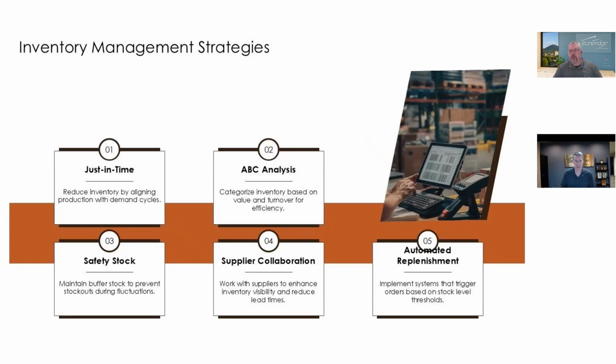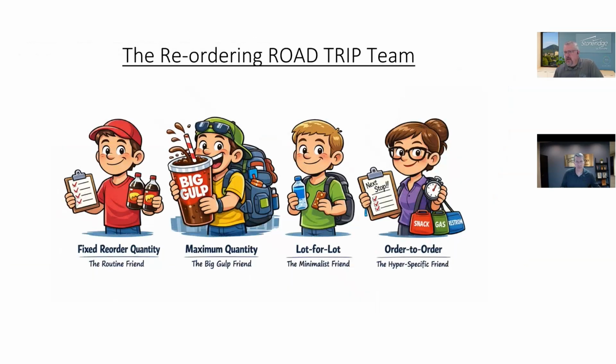Now, that automated replenishment brings me into kind of this acronym, not really an acronym, but this methodology I like to think of as our reordering road trip team. And what this really is, these are the 4 different methods of managing your inventory. And this goes from raw materials all the way through to finished goods. Tim's going to spend a little bit of time talking about some more specifics around each one of these. I'm going to show you what my team looks like here, and then I'll show you where you find the team inside Business Central.